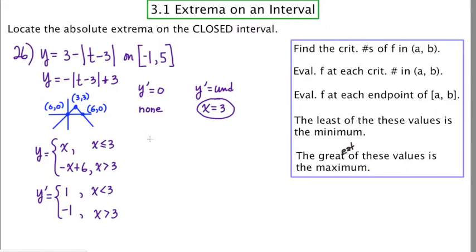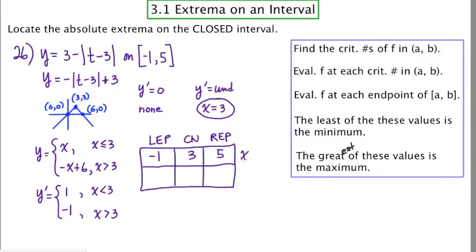So let's see. We have our left endpoint. We have our critical number. We have our right endpoint. And those are negative 1, 3, and 5. And we'll summarize this in a little grid. This is x. This is f of x. You could plug this in and do it manually. You could use your calculator, whatever you feel more comfortable with. So if I plug in negative 1, the output is negative 1. If I plug in 3, the output is 3. And if we plug in 5, the output is also 1.